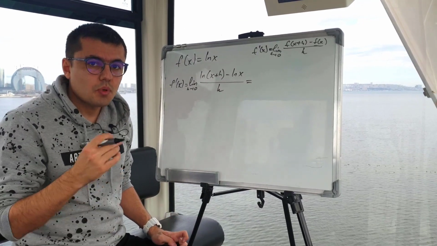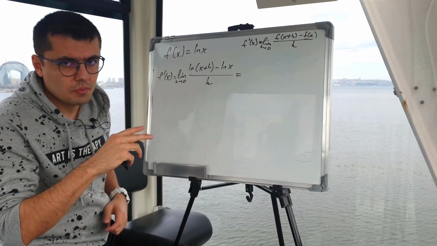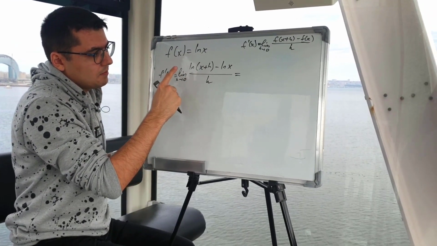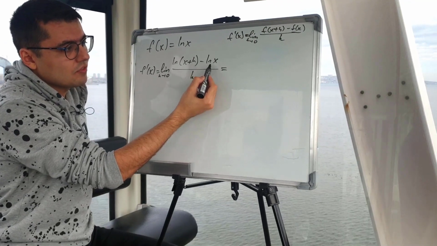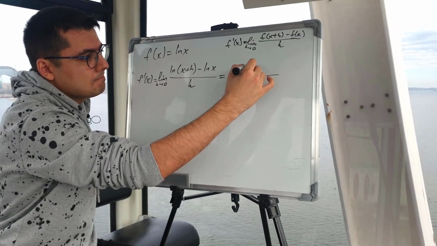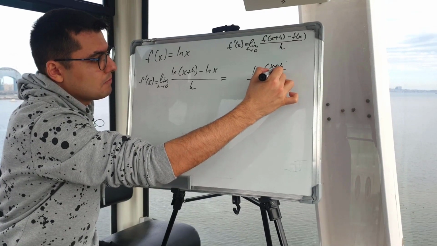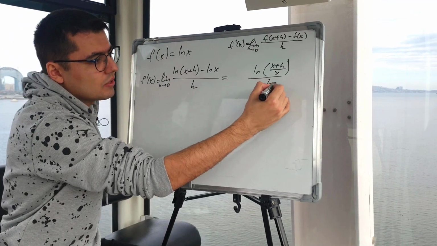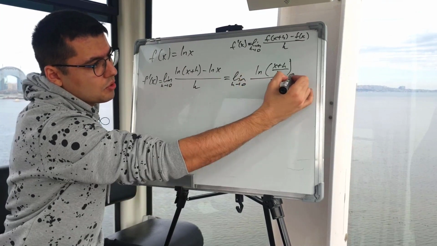Now I will use the properties of logarithm. There are a bunch of different properties of logarithm. I will use two. First, I will say that when you subtract the logarithms, you can divide the things that are inside of logarithms. So instead of ln x plus h minus ln x, I will write ln x plus h over x, right? So I divided the things that are inside, I copied this over h, and I say that h approaches 0.